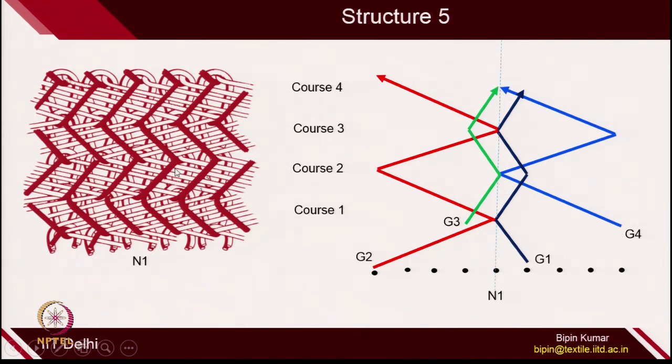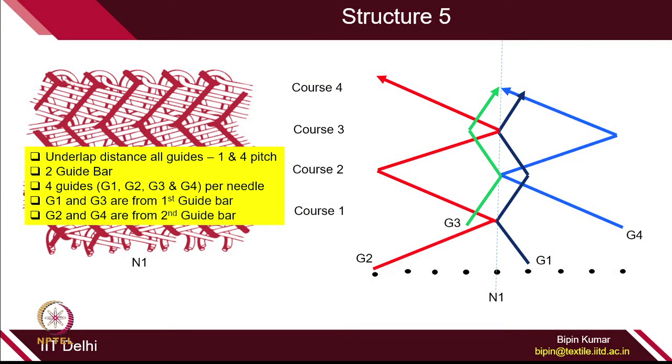So, this is also one of the structures. The underlap distance of all guides is 1 pitch and 4 pitch, and this is definitely a 2 guide bar structure, and there are 4 guides. For each needle there are 4 guides. G1 and G3, if you see, have the same movement, so they are from the same guide bar, and G2 and G4 have the same movement, so they must be from a different guide bar.